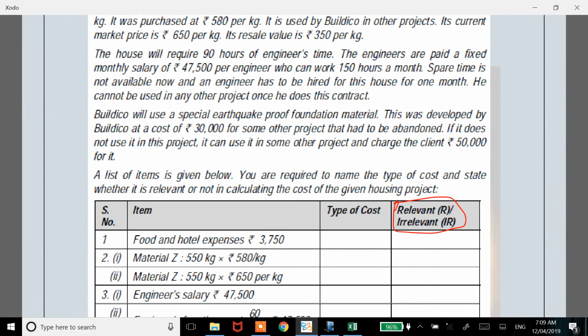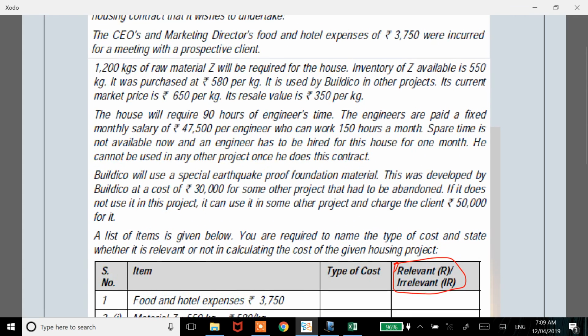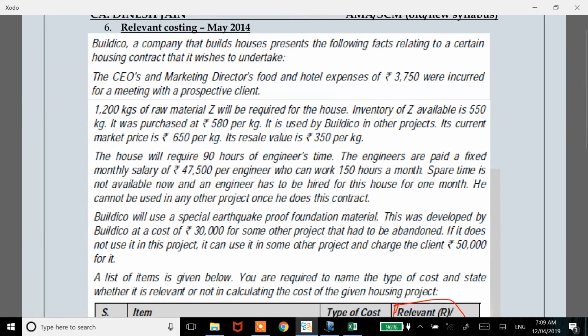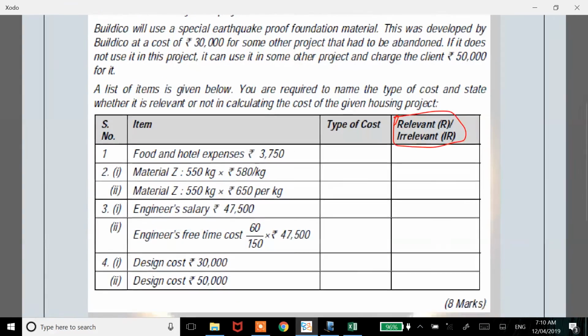Okay, first tell me this food and hotel expense 3750. Read it and let me know is it relevant or irrelevant. The CEO's marketing director's food and hotel expense were incurred for a meeting with a prospective client. You have already incurred this. This is irrelevant. And the type of cost you can write is a sunk cost. It's a past cost. Sunk cost, it is irrelevant.